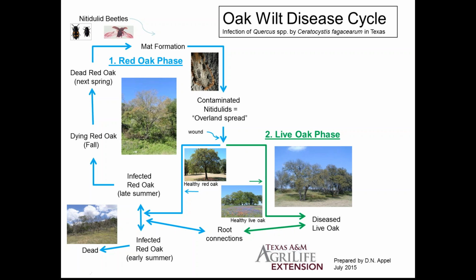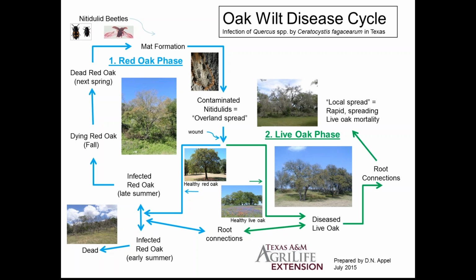And then here in Texas, things move very, very rapidly because the fungus spreads very rapidly from tree to tree through the root connections that are formed by that root sprouting characteristic that I mentioned earlier when I was talking about the hill country of Central Texas. So we get these huge, rapidly expanding oak wilt centers in Central Texas, which we call local spread, and the fungus will spread from tree to tree, killing them, but we get no fungal mats on live oaks, we get no beetle spread, so it's kind of a dead end for live oaks.